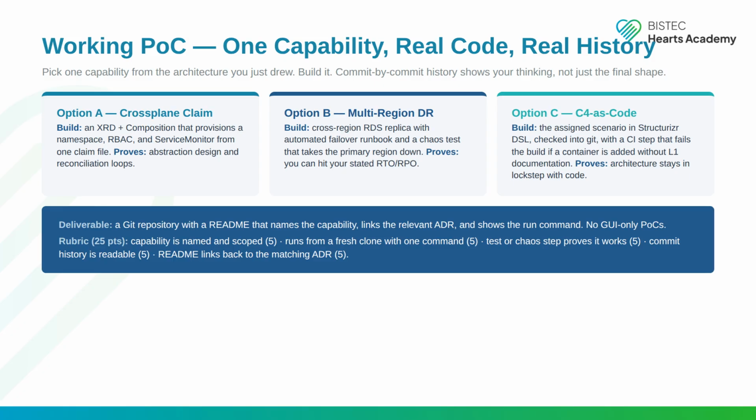The point of the rubric. You cannot pass by writing a lot of code. You cannot pass by drawing a beautiful diagram. You pass by tying the poke to the architecture decision it validates. The POC is the proof of the ADR.